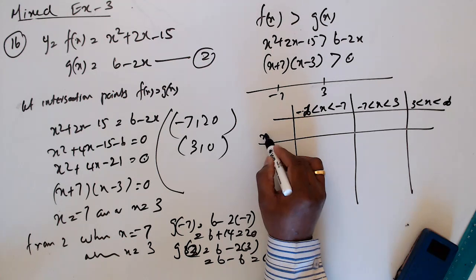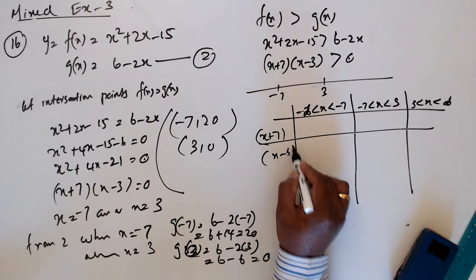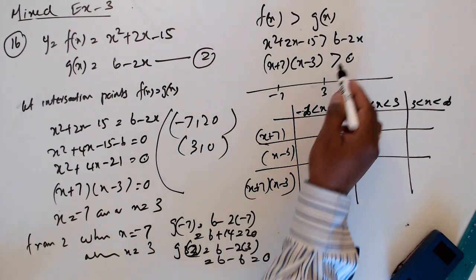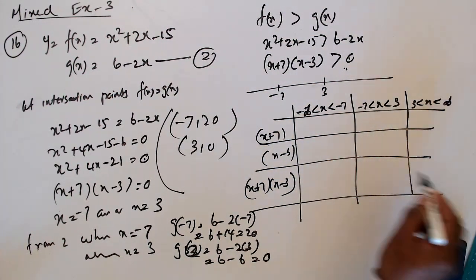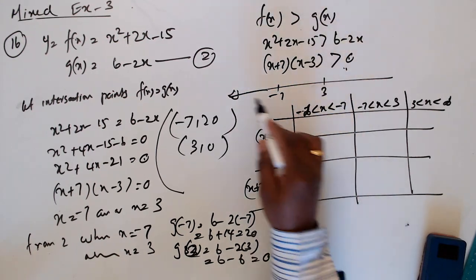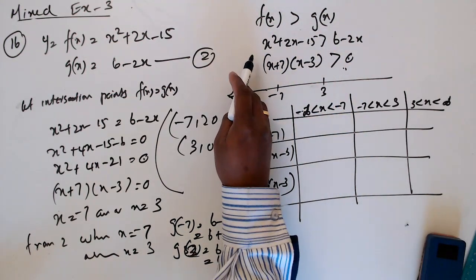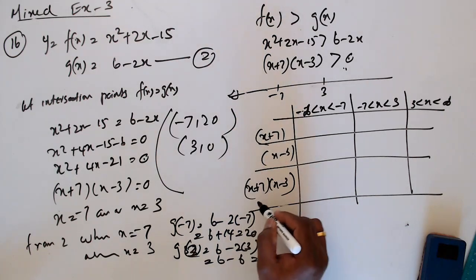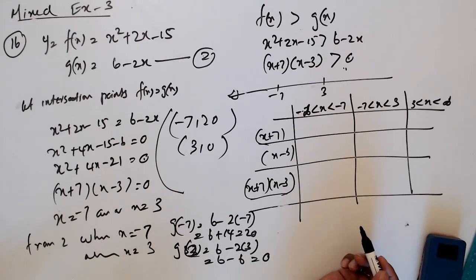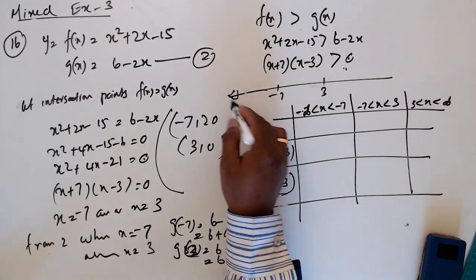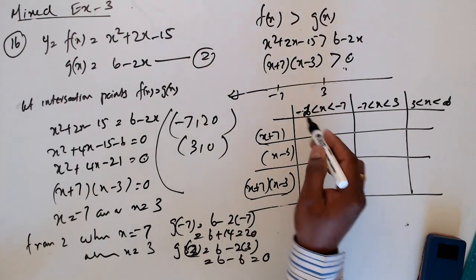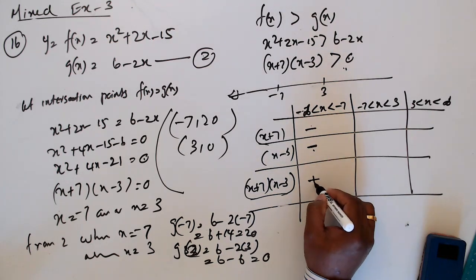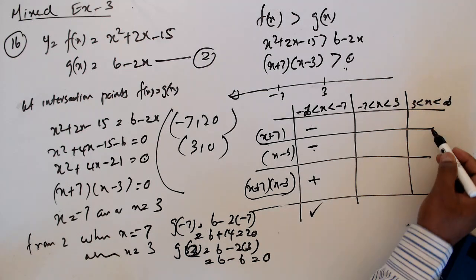And this is x plus 7, x minus 3. I'm looking for a positive answer. I want to check for this interval whether this expression is negative or positive. So I need to pick any value from this area. I will take minus 10,000. This becomes minus and this also becomes minus. Minus times minus is positive. Okay, that is one of the required areas.